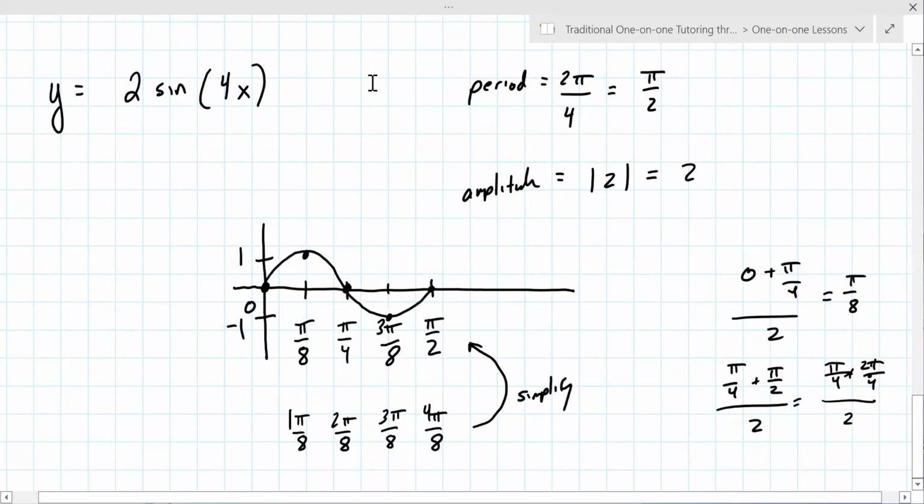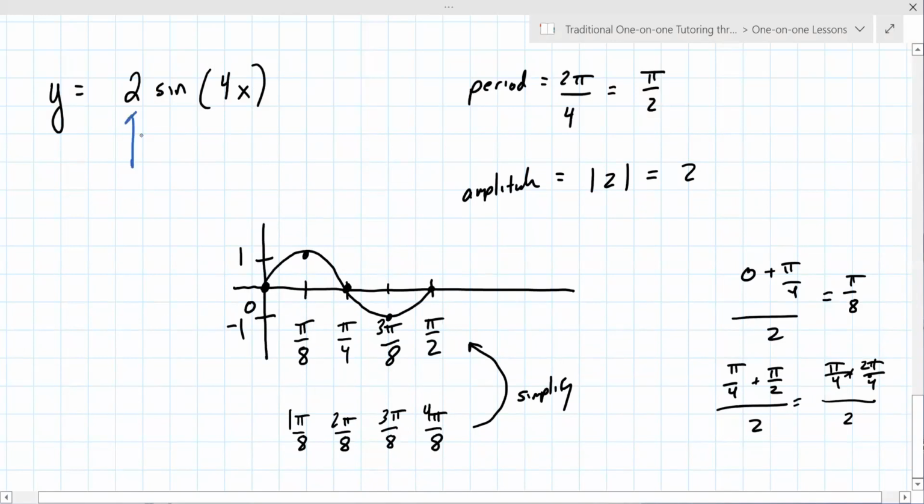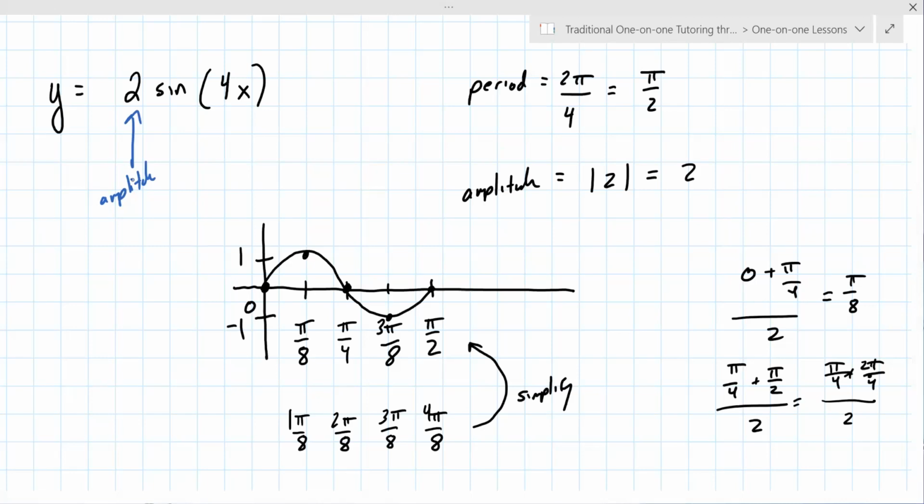Do you recall from the class what the amplitude does? How does it stretch the graph? Do you remember? Doesn't it just move it up? It pulls the points up. Now, it does not pull the 0 point up, but it pulls that one up to 2.